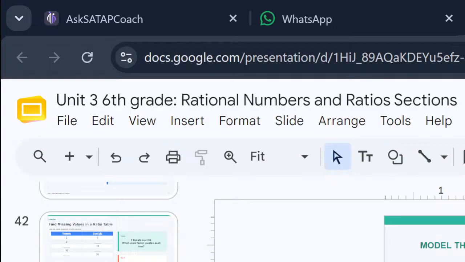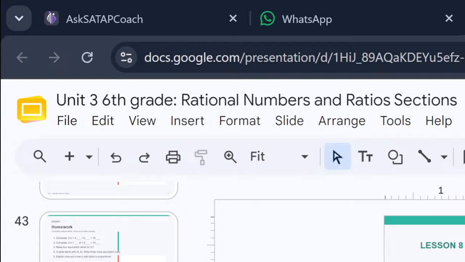Model the process from words to a table. Identify the base ratio. Label the columns. Fill both quantities. A paint color uses 3 cups of blue for every 2 cups of white. Base ratio 3 to 2. Blue to white: 3 to 2, 6 to 4, 9 to 6, 12 to 8. Check. Do both columns use the same multiplier in each row? Yes or no?